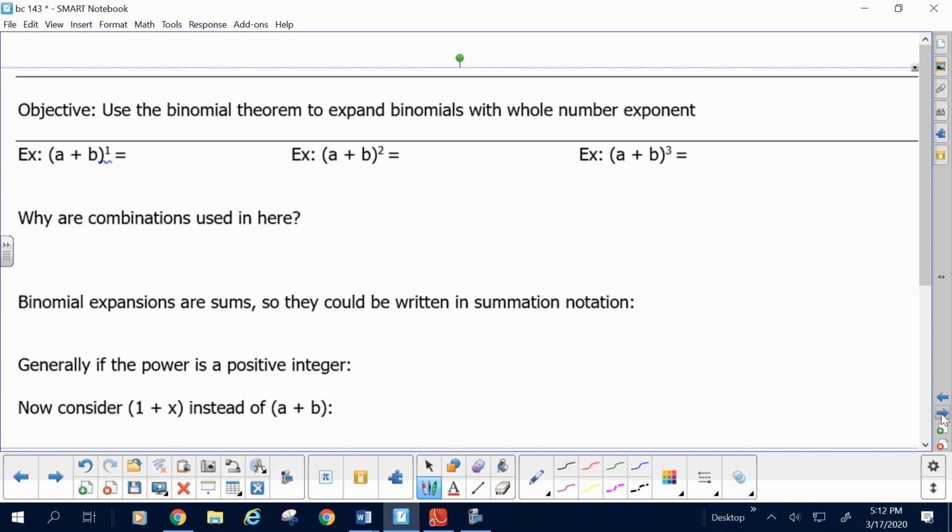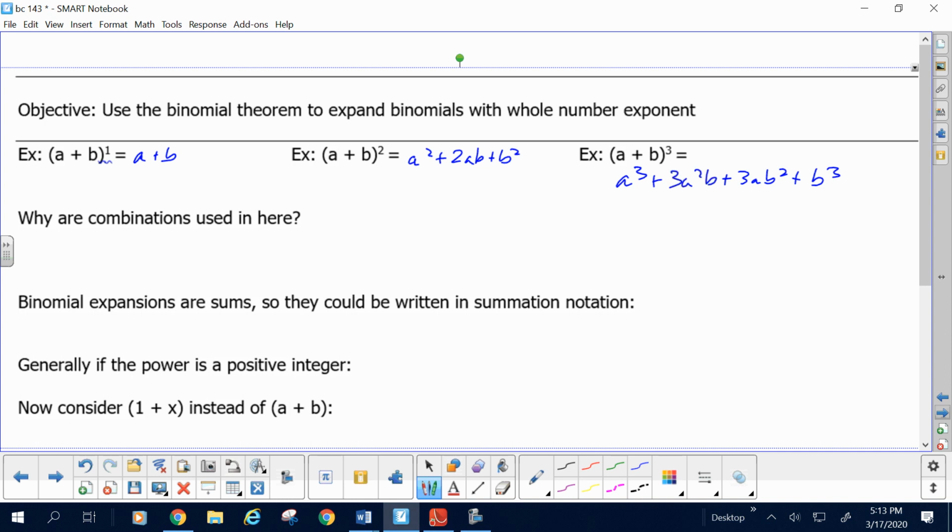If you remember back in the day, again, binomial theorem, a plus b to the first is a plus b. And a plus b squared is, you say it, good job. And what about a plus b cubed? Do you remember your cube expansion? It is a cubed plus 3a squared b plus 3ab squared plus b cubed. Now we can find the coefficients by Pascal's triangle, but combinations are another way of finding the coefficients.